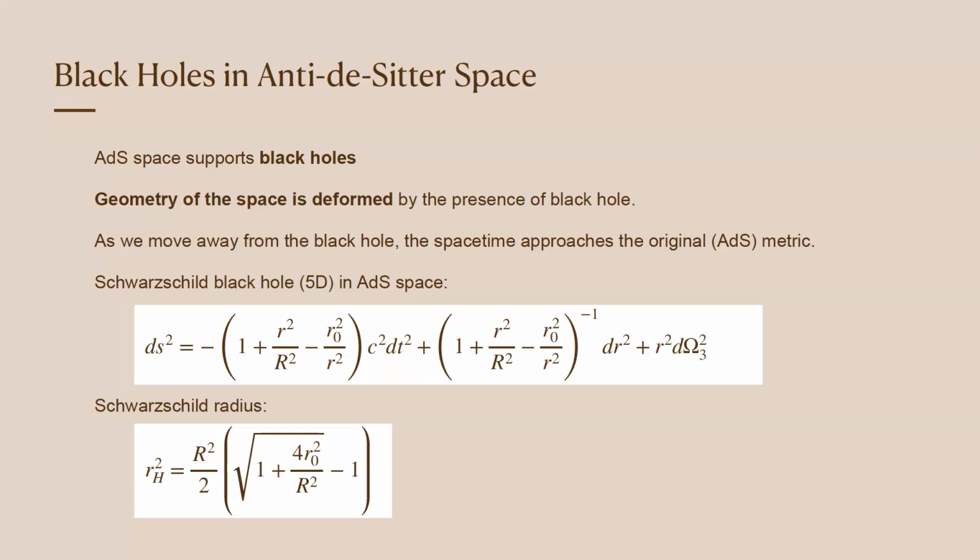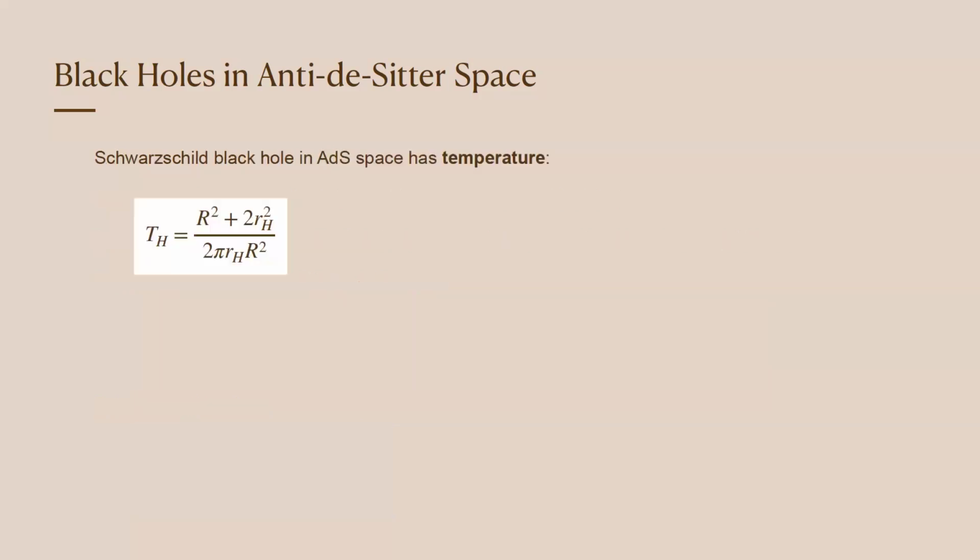We can see there are two length scales: capital R and R0. Here R0 is related to the mass of the black hole, and capital R is fixed by the AdS radius. This black hole has a Schwarzschild radius, which is given by this. This black hole also has a temperature, which is given by this. This is the Hawking temperature in AdS. So that means this is also a quantum black hole. It can emit radiation.